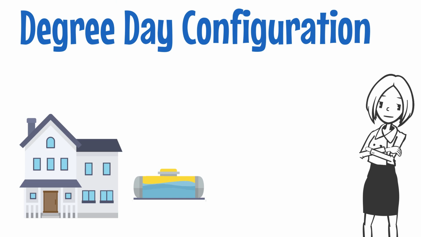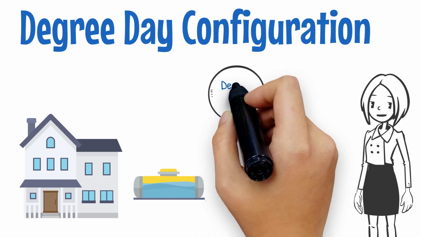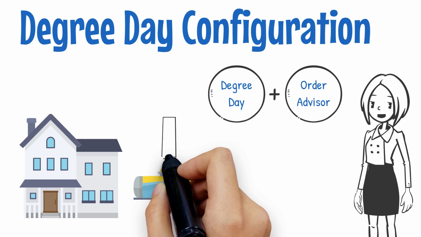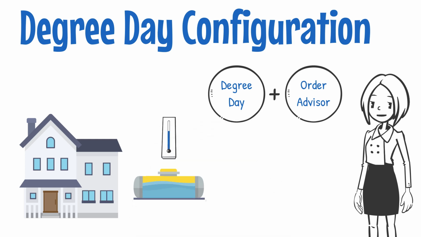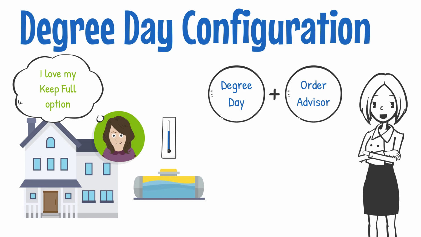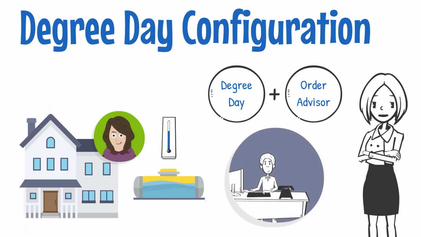Now let's look at the specifics for configuring Degree Day. Degree Day configuration works in collaboration with Order Advisor to determine when orders need to be generated based on tank and Degree Day information for customers who request Keep Full status. When configuring Degree Day, administrators can define the default order status and if manual override will be allowed.